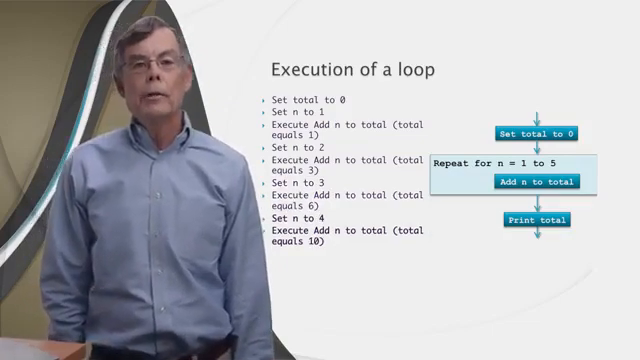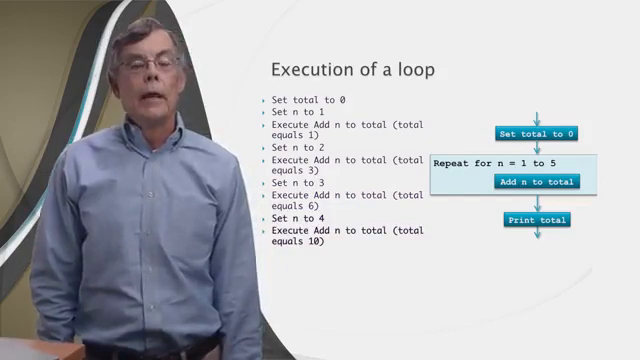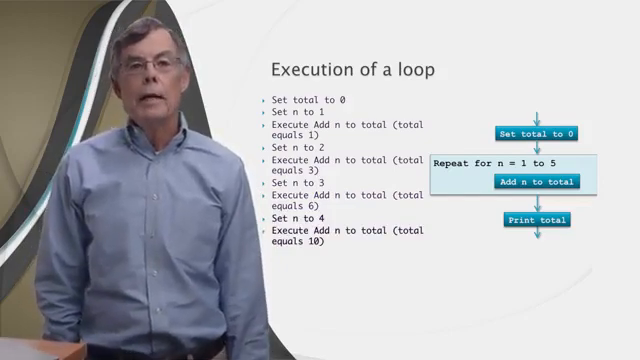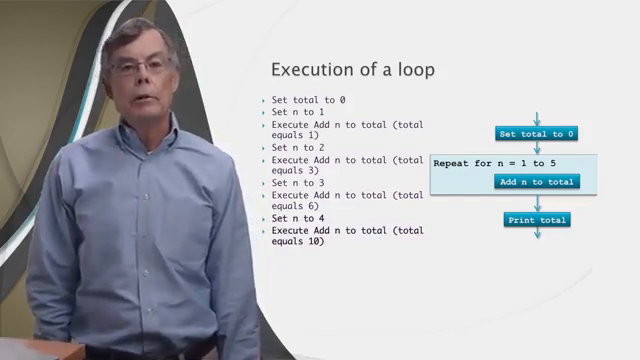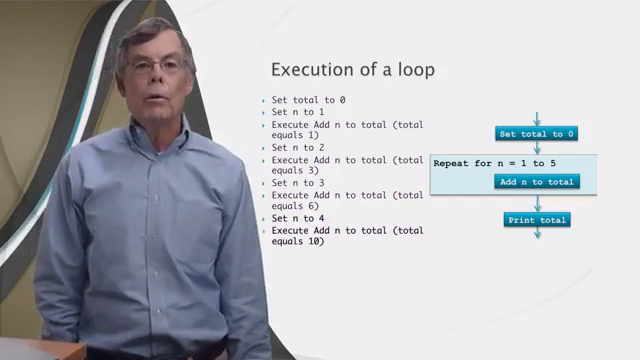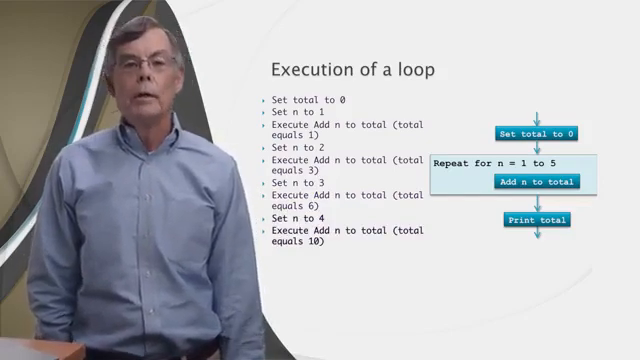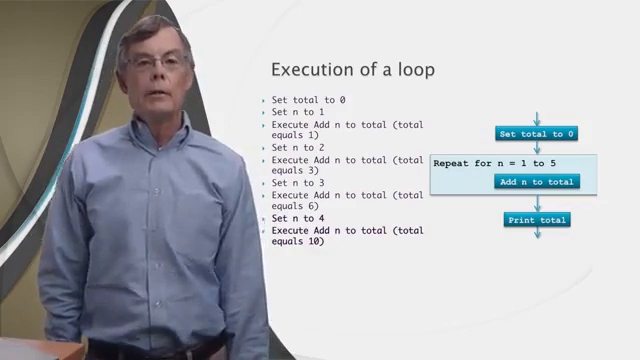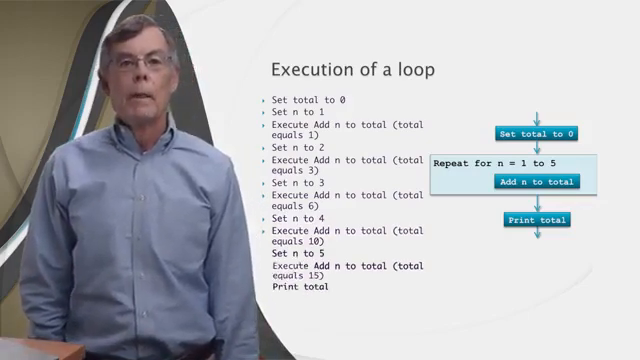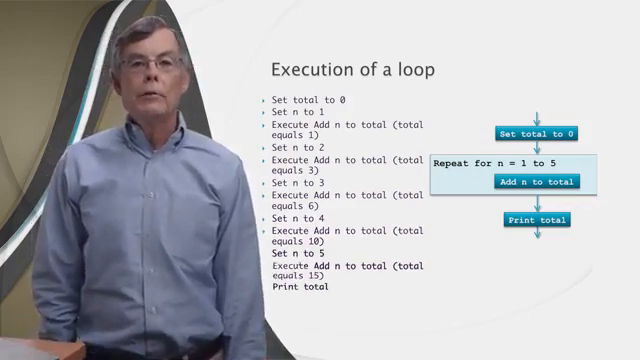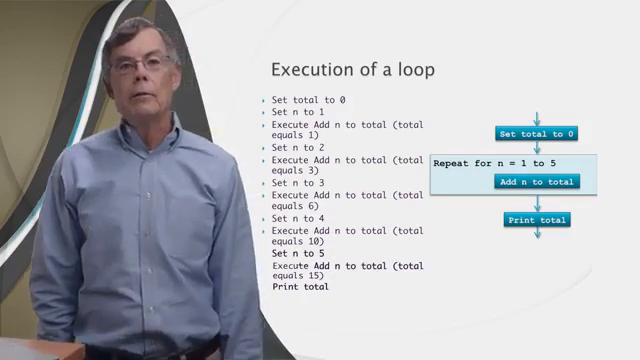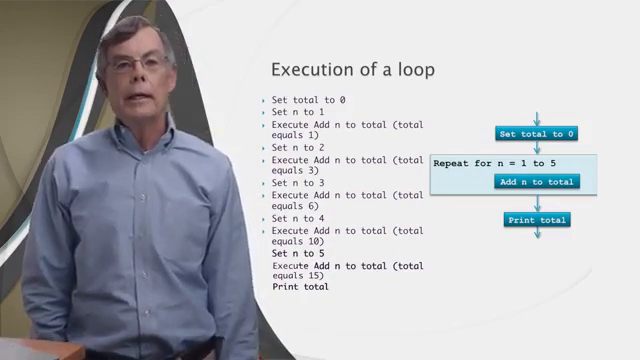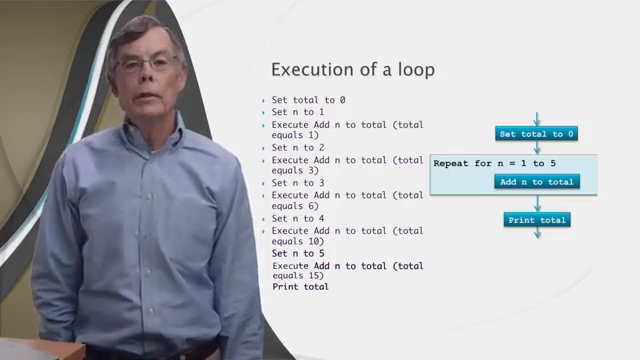For the fourth iteration, n is set to 4. And as in every iteration, n is added to the total. Now total equals 6, n equals 4, so total equals 6 plus 4, which equals 10. And that's the end of the fourth iteration. For the fifth iteration, n is set to 5. Again, n is added to the total. Now total equals 10, n equals 5, so total becomes 15.